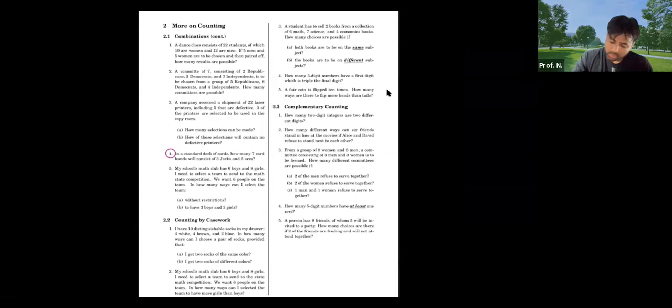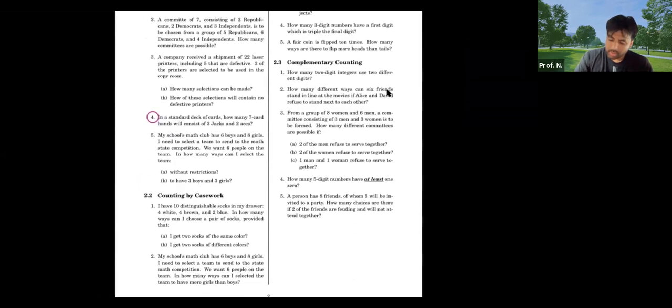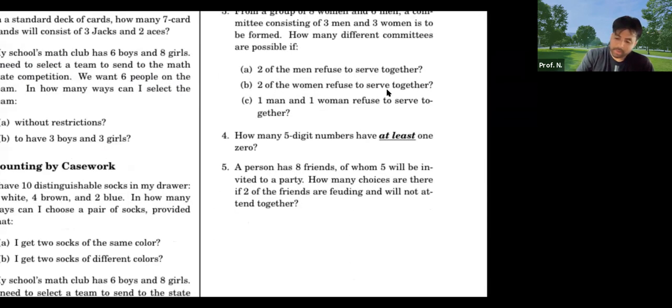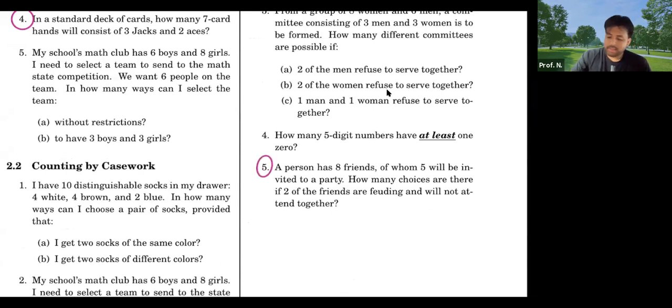Let's do something by casework. So I guess I didn't put that one. Okay, so let's look at number three. Oh, number five in complementary content. Okay, that's fine. Let's do that. Okay, so a person has 8 friends, of whom 5 will be invited to a party. How many choices are there if 2 of the friends are feuding and will not attend together?